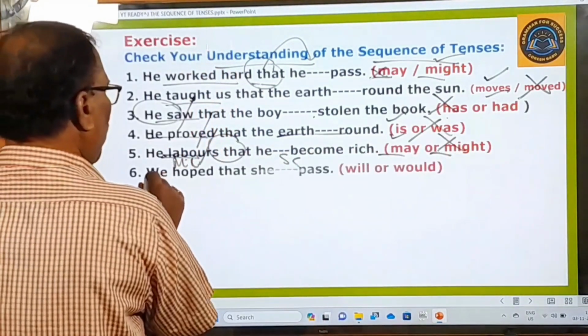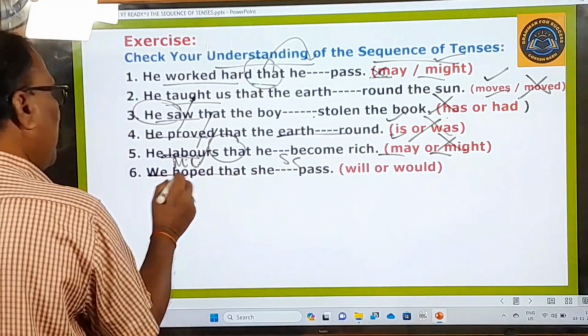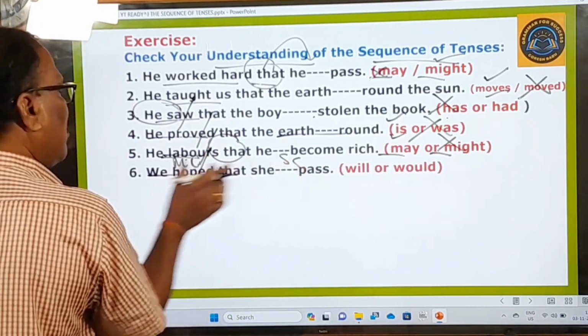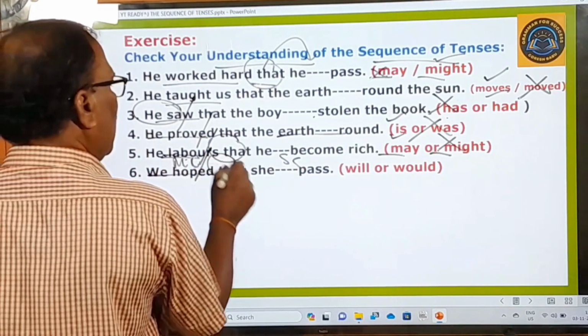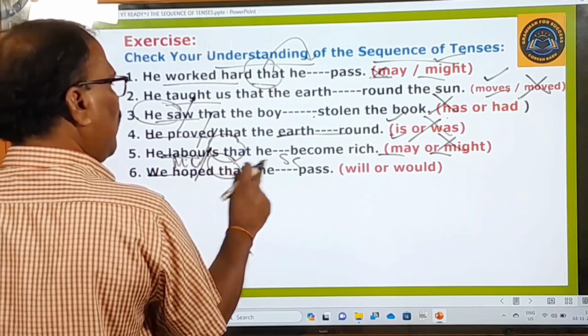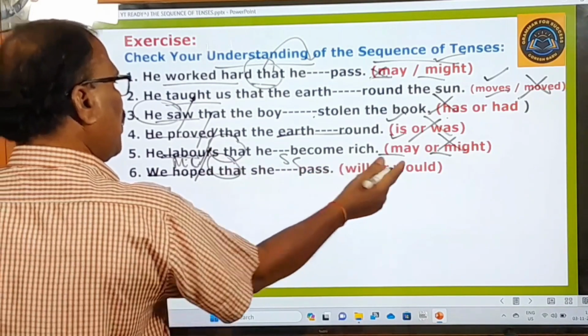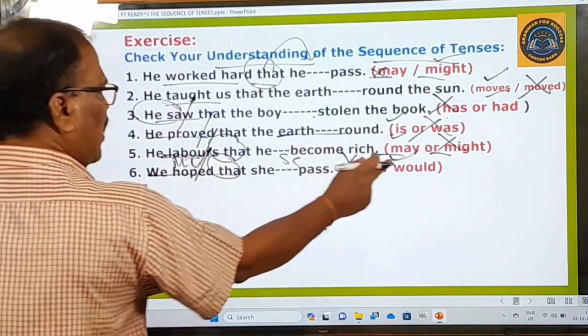Okay, and then comes, we hoped that she ___ pass, will or would. We hoped. Okay, this is the main clause, this is the subordinate clause. Main clause is in the past tense. After this, that is a normal subordinating conjunction. Therefore, you see that she will pass or she would pass. She would, because yes, the main clause is in the past tense, right? That's why this is there.